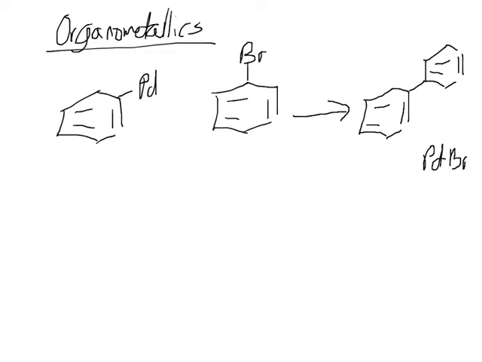I want you to be able to identify the thing that's bonded to the metal is the nucleophile. And then if the other thing is bonded to a more electronegative atom, that carbon is going to be the electrophile. That's what I'm looking for. Right? And the same thing if this palladium was copper, same idea. Magnesium, lithium, same idea.